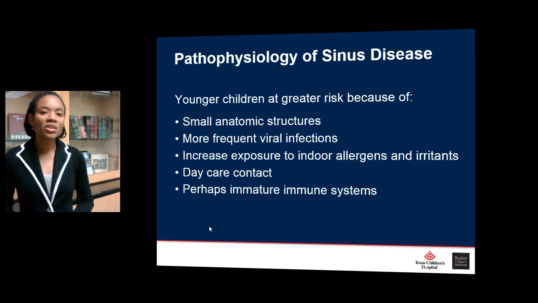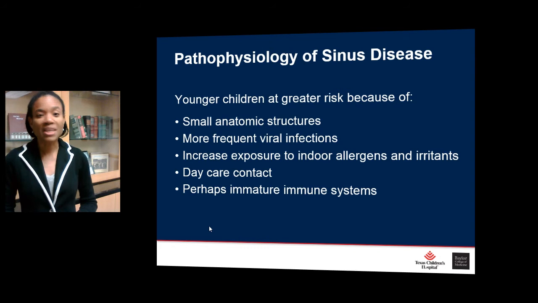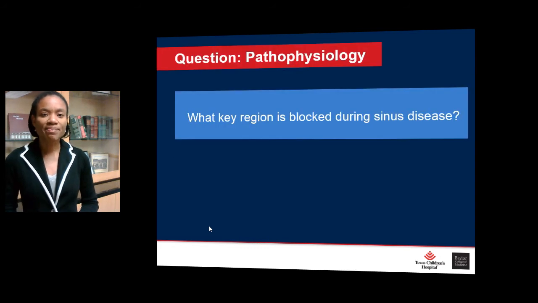We think that younger children are at increased risk because of the following factors. They have smaller anatomic structures. They have more frequent viral infections, perhaps related to daycare contact. Increased exposure to indoor allergens and irritants just because of their habits, and perhaps an immature immune system.